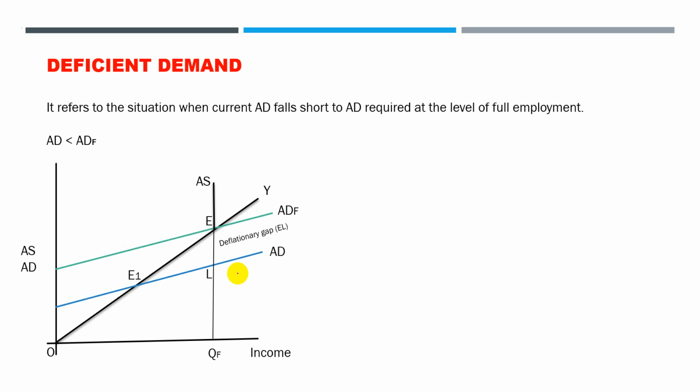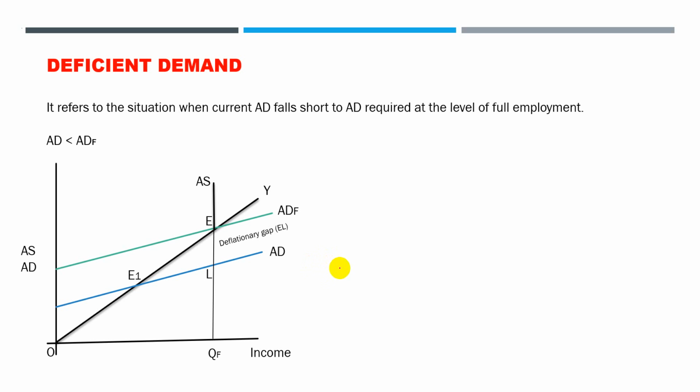Now the question arises, why does this happen? It happens when the current aggregate demand falls short of the volume of aggregate demand required to reach the level of full employment. It is because of this deficiency of aggregate demand that we are not able to reach the level of full employment. Hence, it is termed as deficient demand.